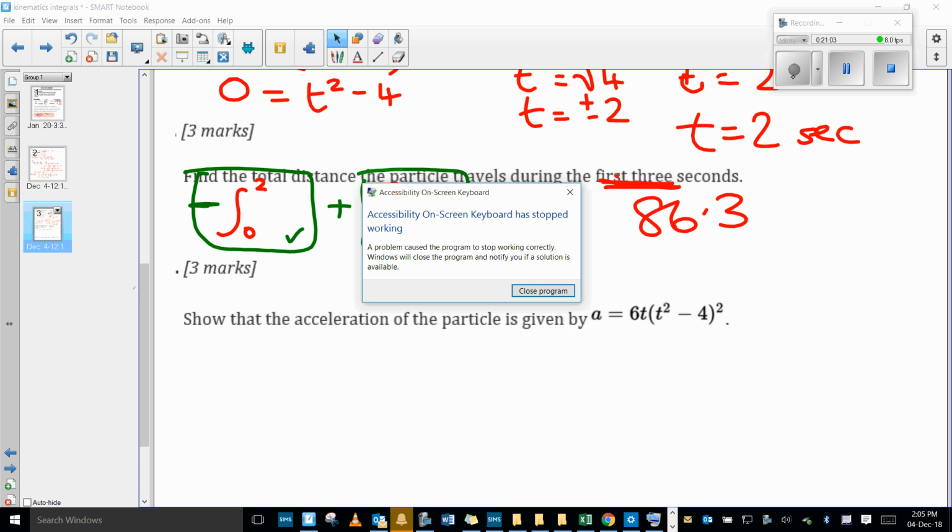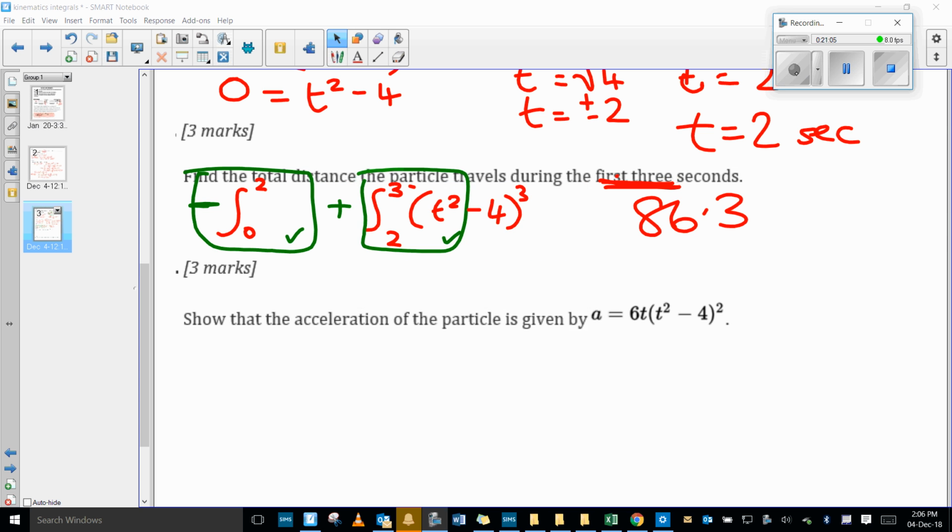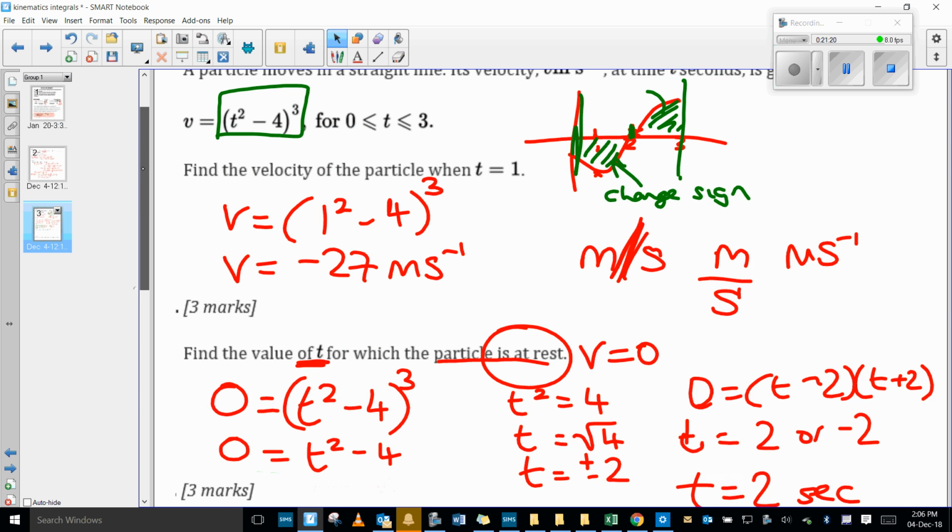All right, so this one is a nice one. It's a show that question. But you have to be careful with show that questions. Try not to look too closely at this just yet. It says show that the acceleration is given by that. So we know to find the acceleration, what do we do with this expression?